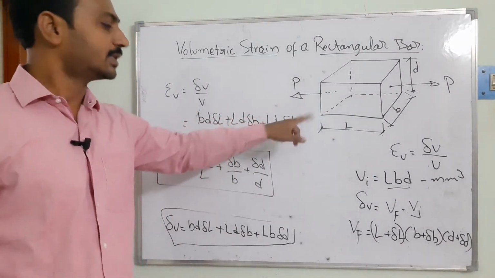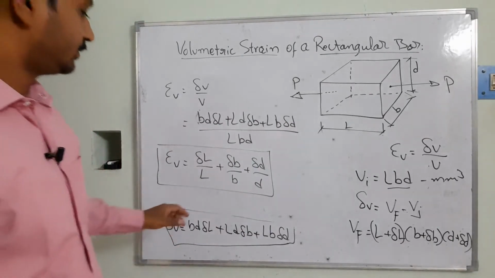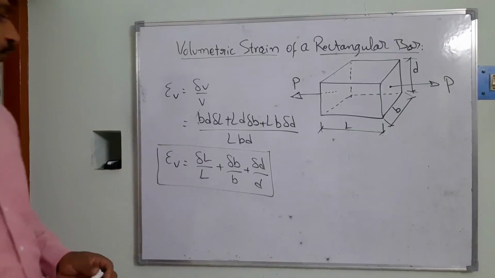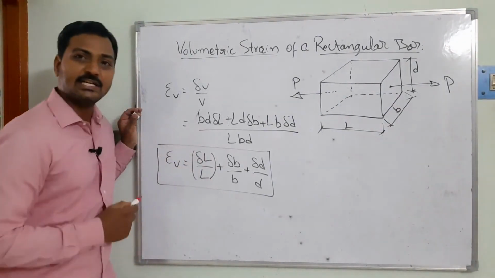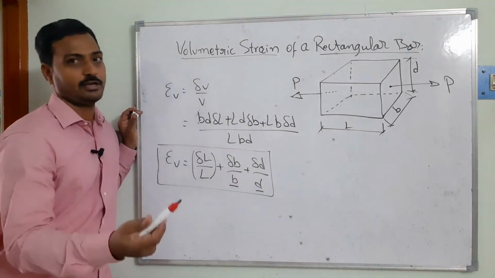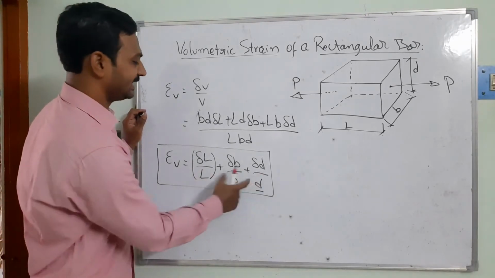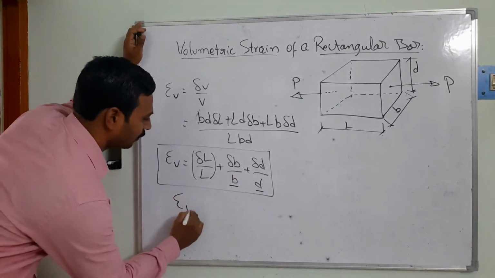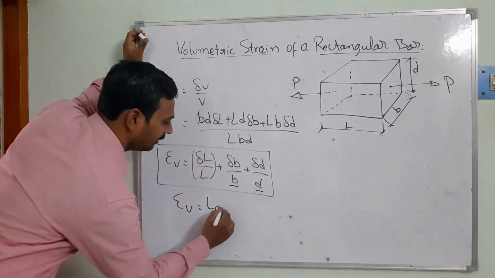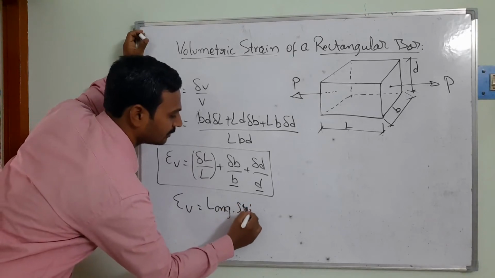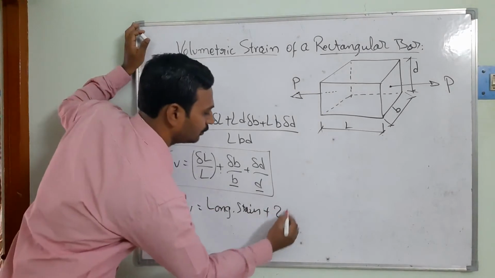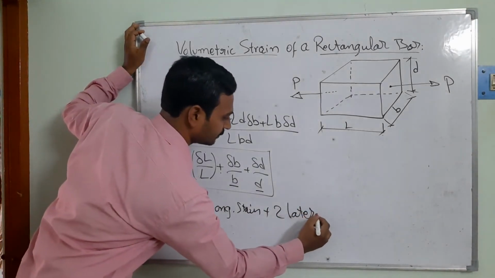Right? So now further simplification I am going to be doing, so that we will get the lateral and linear strain directions. As we know, del L by L I am going to consider as the longitudinal strain, and del B by B and del D by D are going to be the lateral strain. So if I simplify these equations, how should I write it? That's going to be epsilon V is equal to the longitudinal strain plus, in this case, how many do we have? That's going to be 2 into lateral strain, I can take it, suppose.